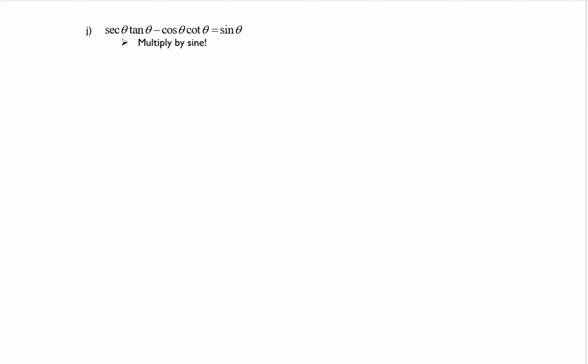Here we want to solve the equation secant of theta times tangent of theta minus cosine of theta times cotangent of theta equals sine of theta. And the hint here tells us to multiply everything by sine.